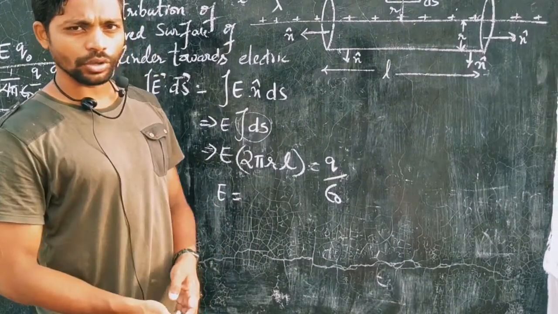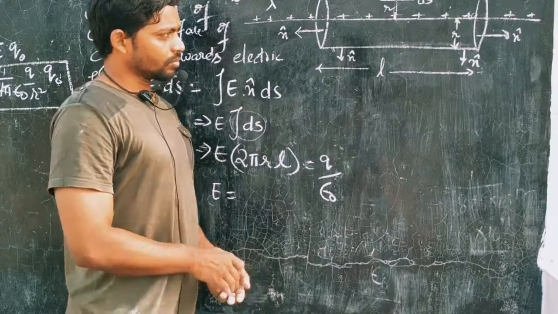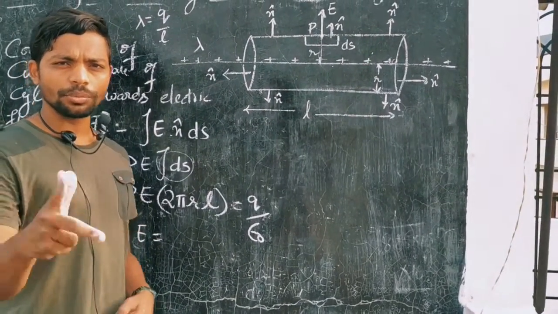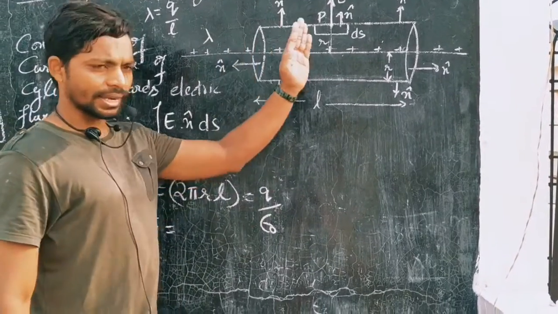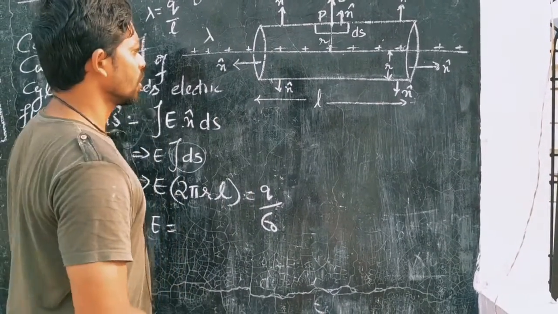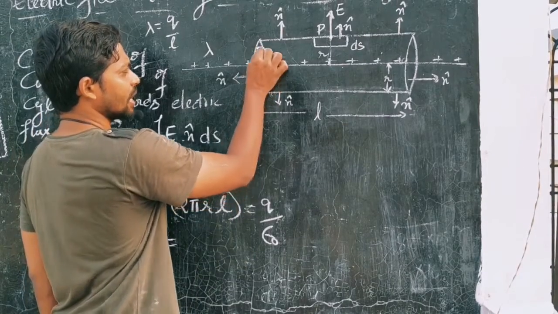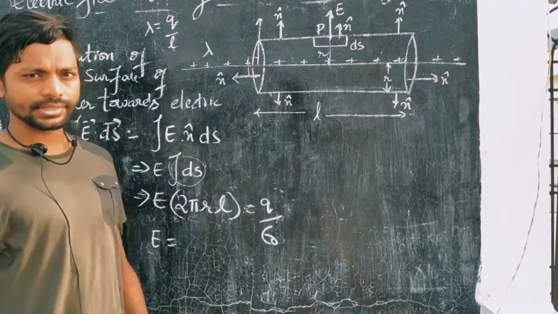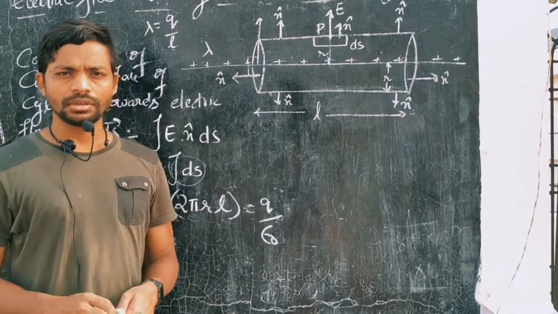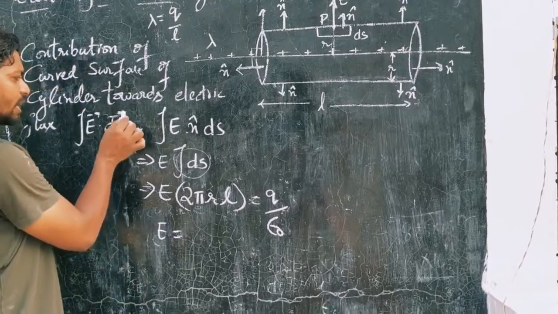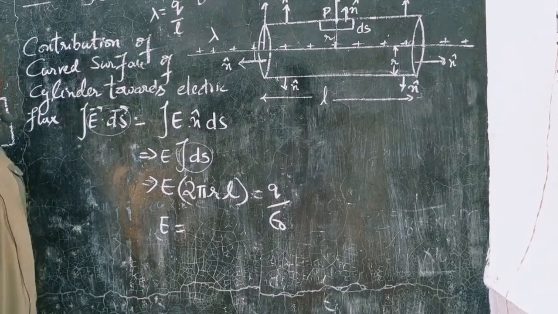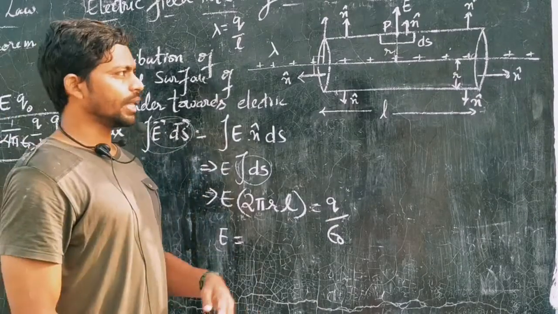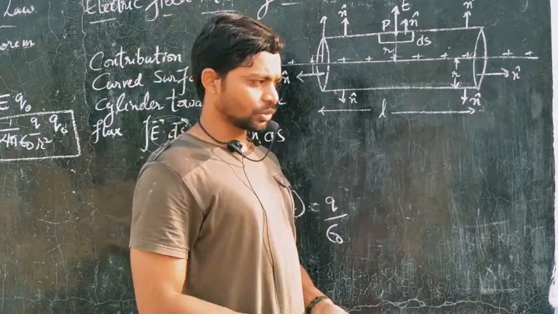Before that, let me tell you, we have to calculate the flux contributed by the ends also. There is no contribution of flux from these ends. Why? What is the reason? I'll tell you. Because the electric field intensity direction is in this way and the area vector is in this way, the angle between them is 90 degrees. Cos 90 value is 0. So when we do integral E dS, the angle between them is 90 degrees, so this value becomes 0. That means the flux contributed by the ends of the cylinder is 0. So I'll write that point also.